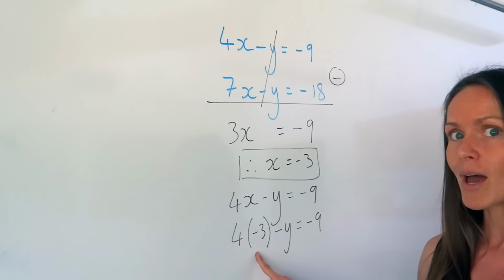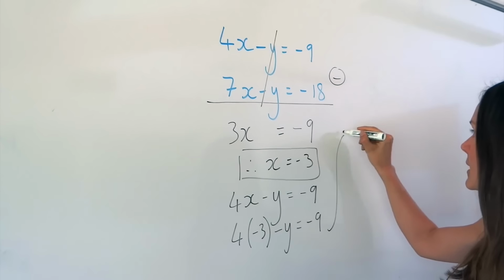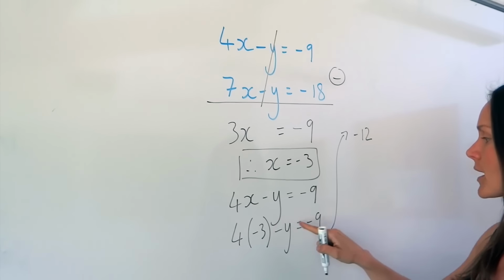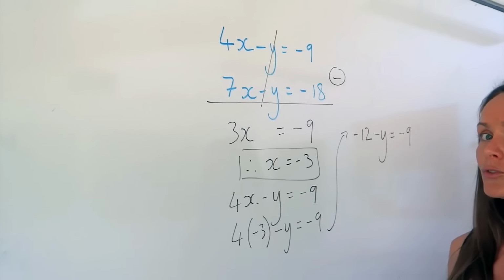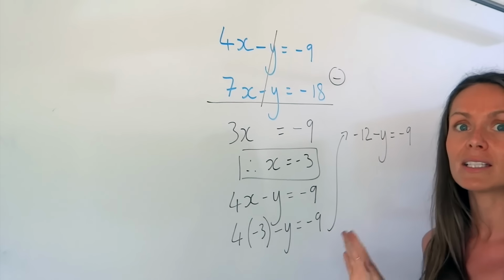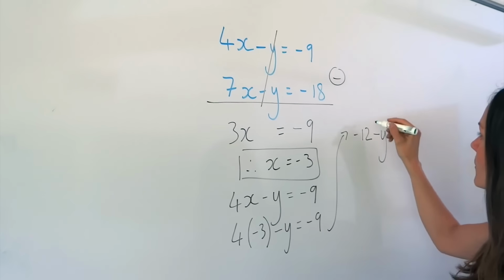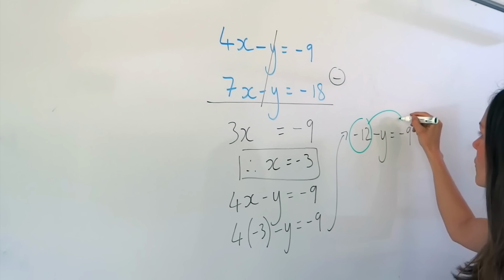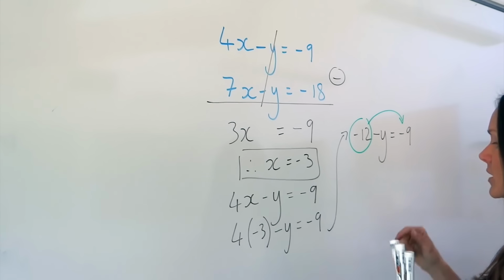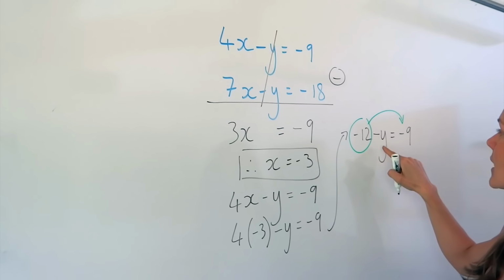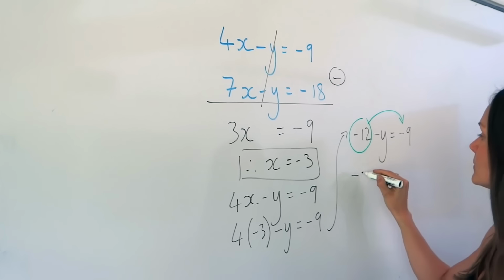So 4 multiplied by negative 3 gives me negative 12. Everything else remains the same for the moment. And then I need to move everything around until y is by itself. So if I move that negative 12 to the right-hand side of the equation, it's going to change sign, so it will become positive. I'm left on the left-hand side with negative y.